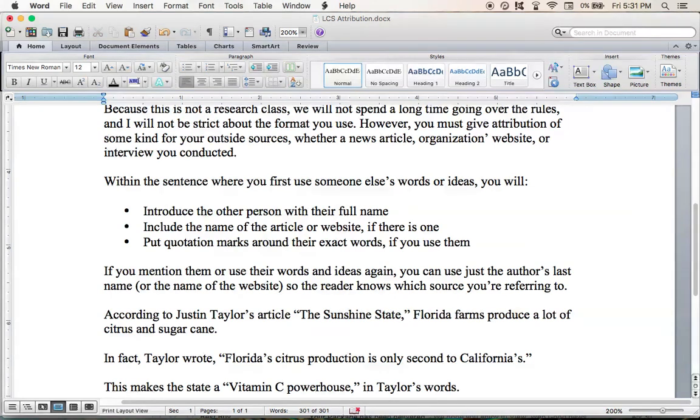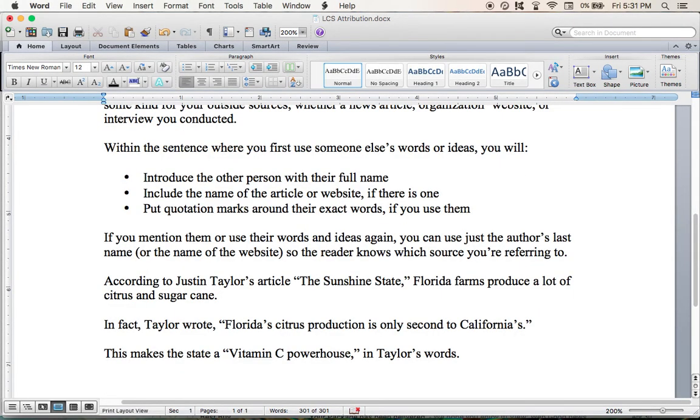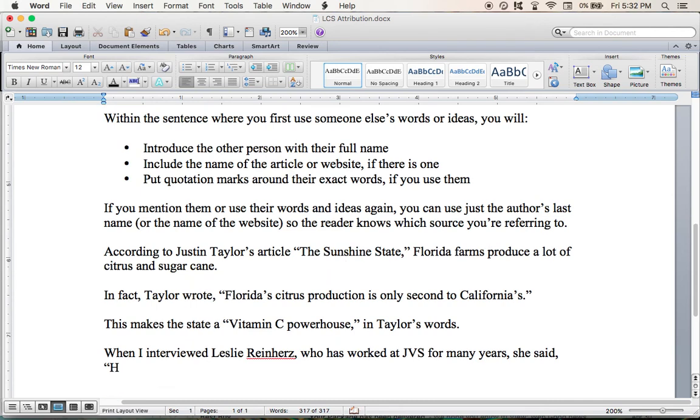You could do the same thing if you were interviewing someone, if you conducted the interview yourself. Except in that case, you don't have the title of a newspaper article, so you would just want to make it clear to your reader where the information came from. When I interviewed Leslie Reinhers, who has worked at JVS for many years, she said, "Here at JVS, helping students is important," okay?